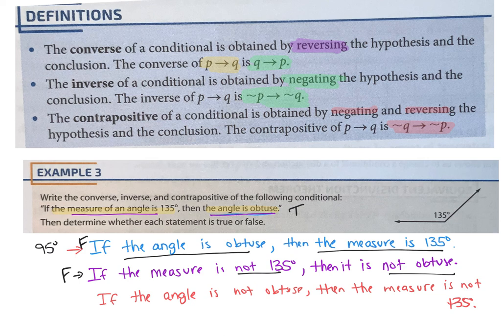All right. If the angle is not obtuse, then the measure is not 135. Is that one true? I can give you something that is not obtuse, but it's not going to be 135 either, right? So this one right here, I don't think you can provide a counter example for that one. Because if you gave me 135, that's the only option for that conclusion. So if it's not obtuse, the measure is not 135, right? Make sense?